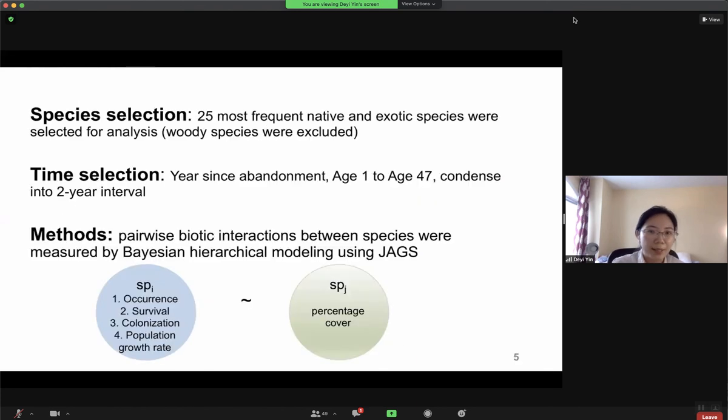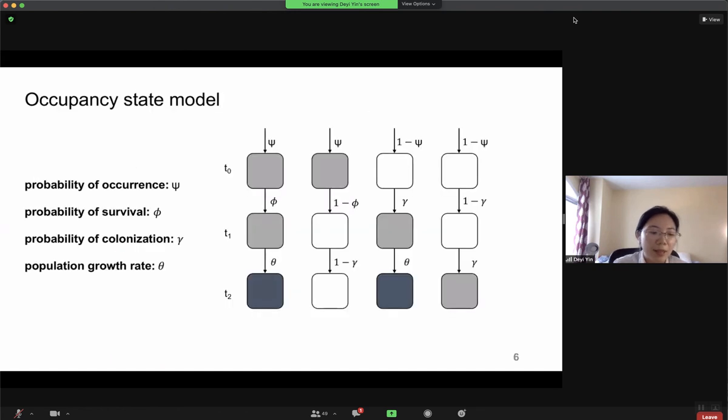In this study, we selected the 25 most frequent native and 25 most frequent exotic species for analysis, in which woody species were excluded. We modeled the probability of occurrence, survival, colonization, and population growth rates as a function of the percentage cover of a second species by Bayesian hierarchical modeling using JAGS. The occupancy state model was used to model different response variables over time, and the coefficients were used to represent the direction and the magnitude of pairwise biotic interactions.